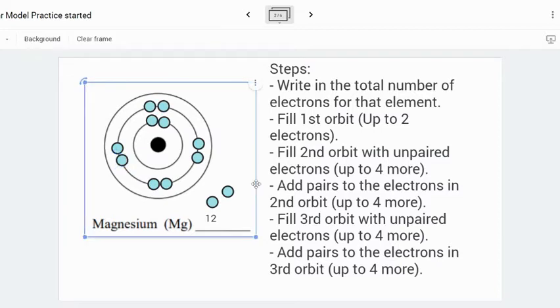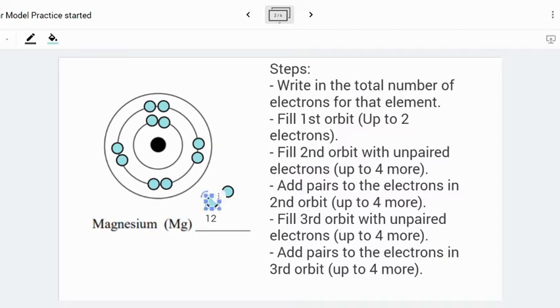So this is what it looks like when I've reached 10 electrons. But I have 2 more left. There's a third orbit for atoms with more than 10 electrons. But I follow the same process over again.